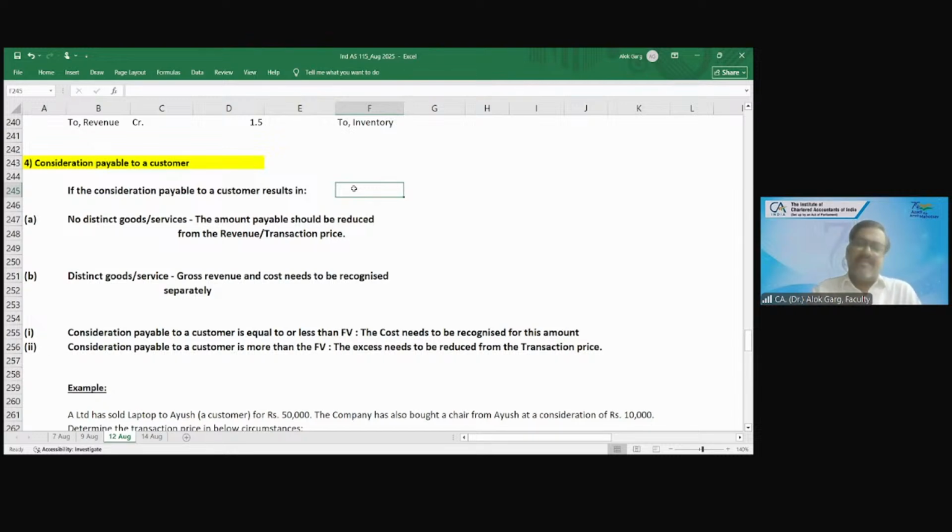Tell me in this case, if Raymond's has given me 1,000 rupees for the registration on a website, have I given any distinct goods and services to Raymond's? Raymond has given me clothes. Raymond has given me kurta pajama. But have I given anything to Raymond's?